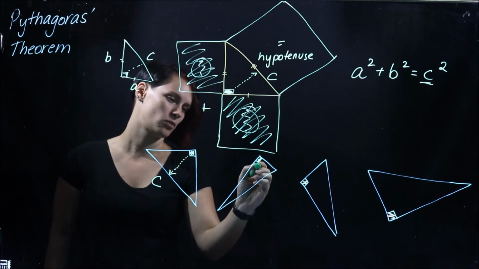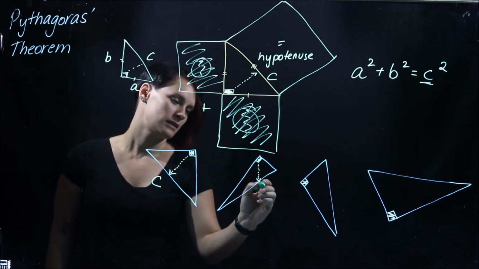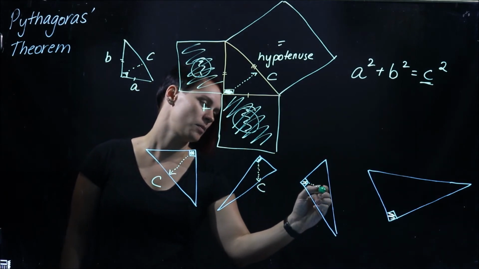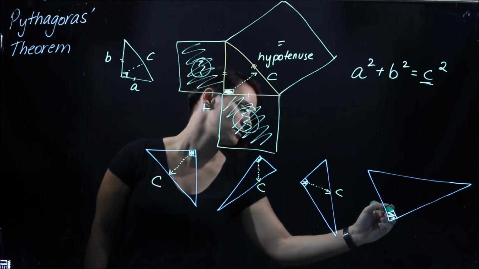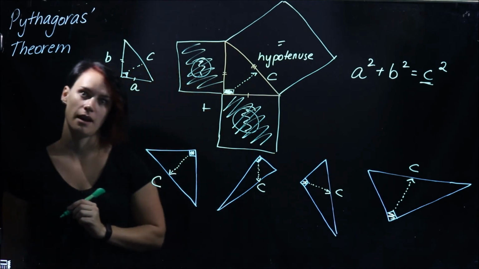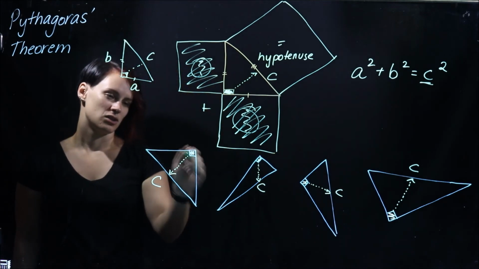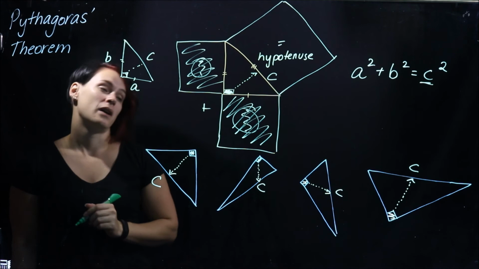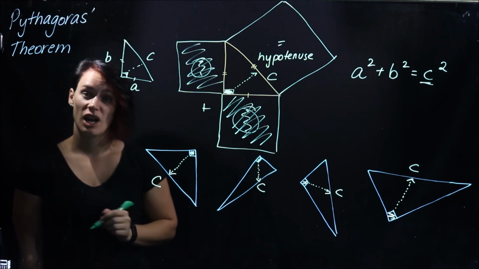So we're going to go and do that for all of these. All of these across from the right angle, exactly opposite it, will be that hypotenuse. The hypotenuse is always, without fail, the longest side, always. And now with these short sides that are remaining, it doesn't actually matter which one is a and which one is b. They are interchangeable.